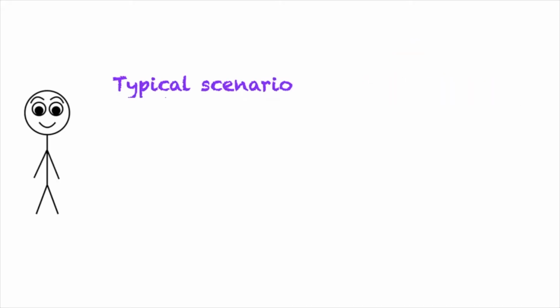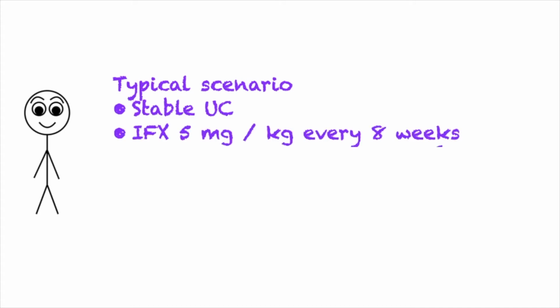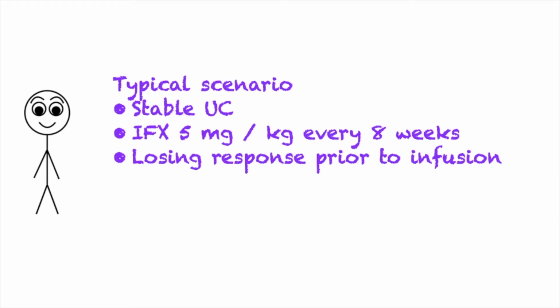We start with a question. Your patient with ulcerative colitis is on infliximab 5 milligrams per kilogram every 8 weeks, and it's done well for years. Over the past few infusions, they note that it's not working as well. Specifically, there are more symptoms for the week prior to infusions. Then she gets the infusion, and within hours, she feels better and the process repeats itself. So the natural question in this situation is, what should you do?